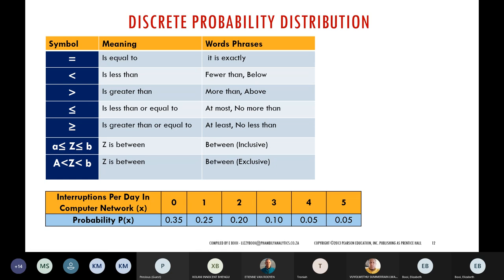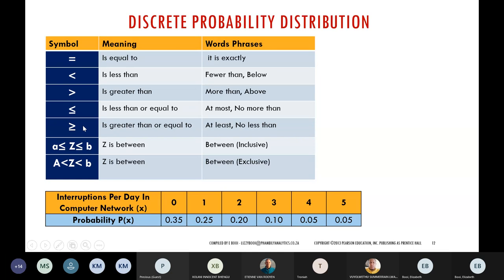What do they mean when they say more than? What do they mean when they say at most? What do they mean when they say at least? What do they mean when they say between, and between inclusive and in between exclusive?